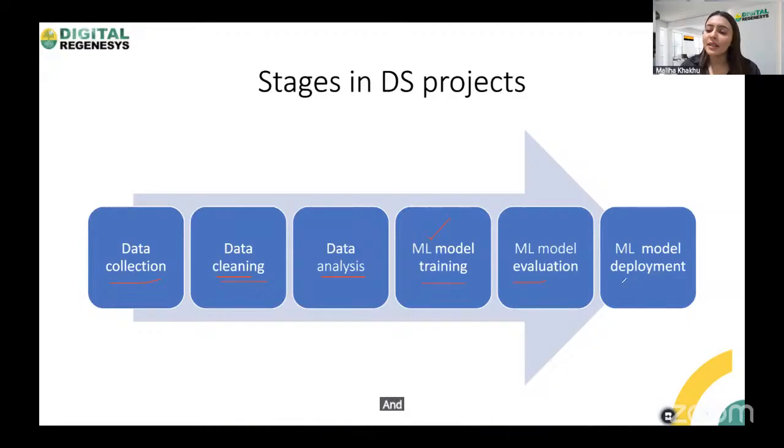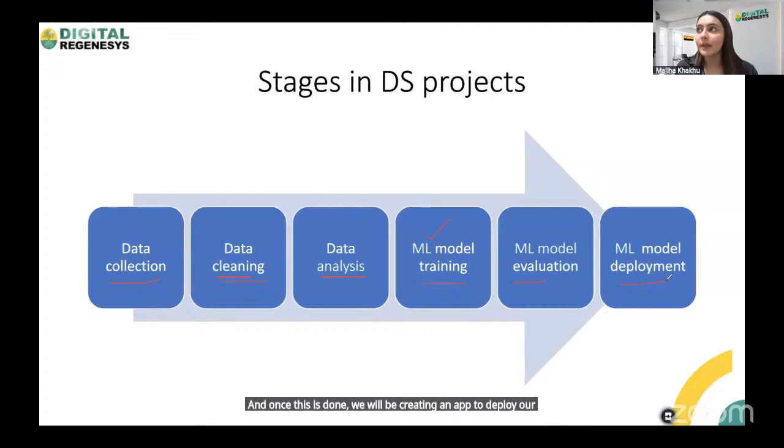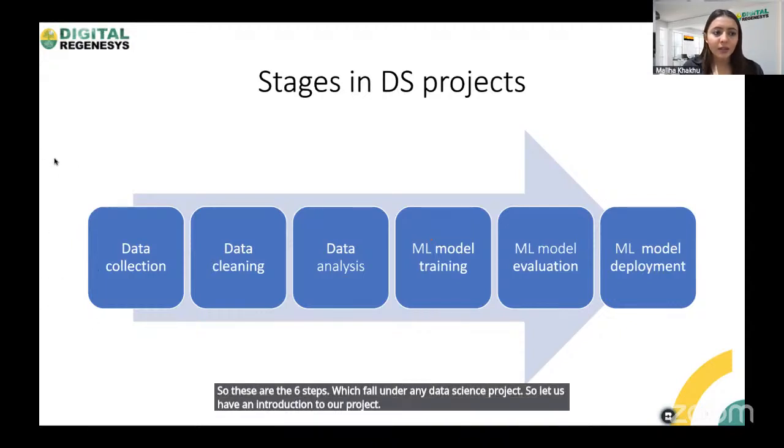And once this is done, we will be creating an app to deploy our model. Basically, an app which will be predicting the car prices. Okay. Bringing your machine learning model into use is deployment. So these are the 6 steps which fall under any data science project. So let us have an introduction to our project. Okay.